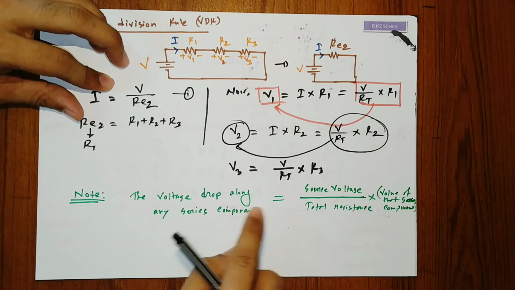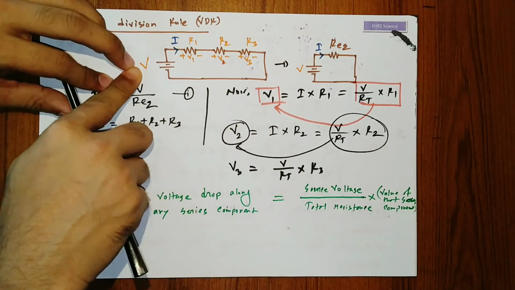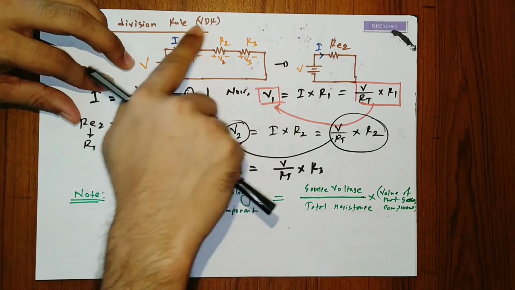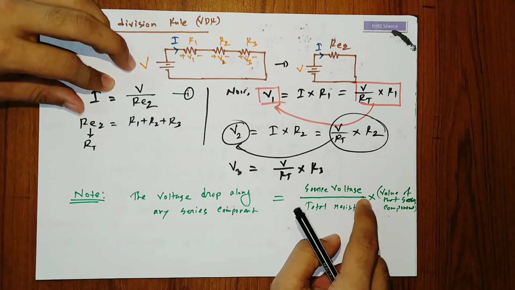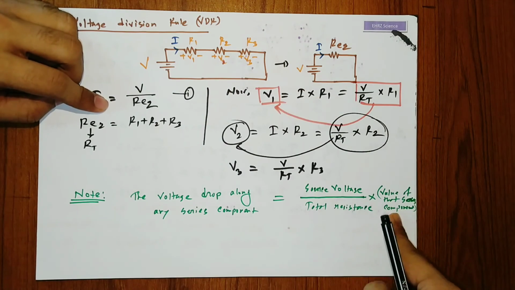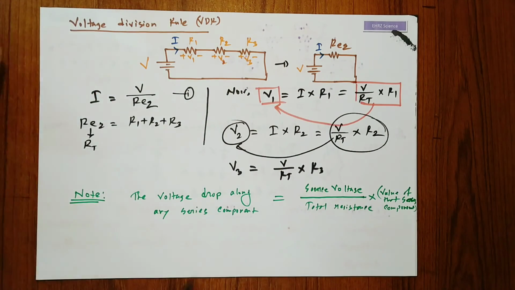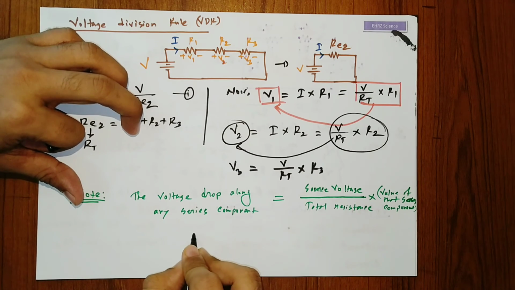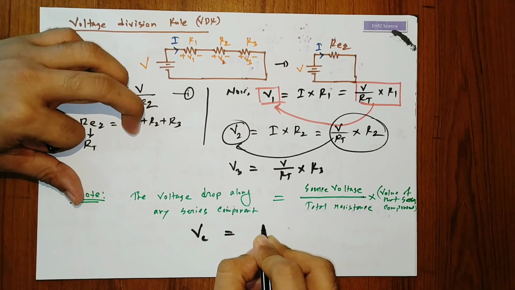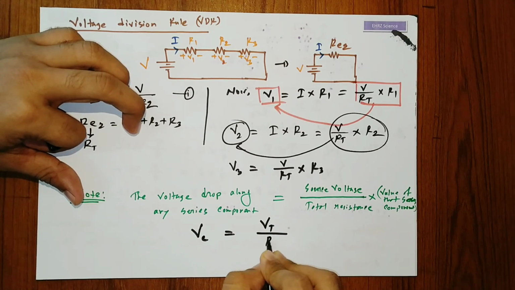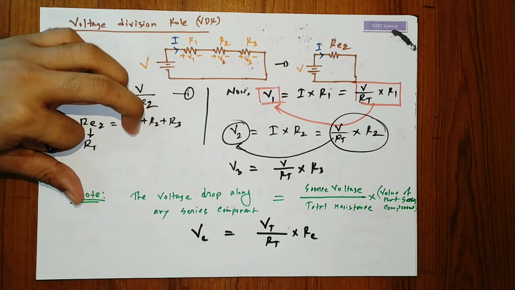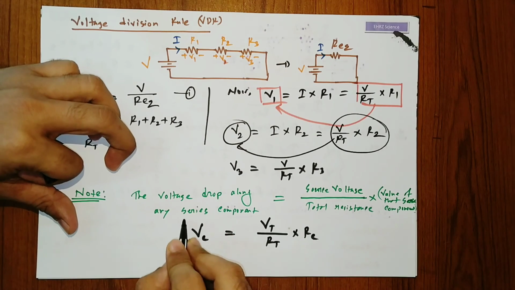So V3 is equal to source voltage V divided by total resistance. I hope every one of you can calculate total resistance in a series circuit. So this is RT, times the value of that series component. What is the value of that series component? R3. Or, the voltage drop along a component is equal to total voltage divided by total resistance times the value of that component.